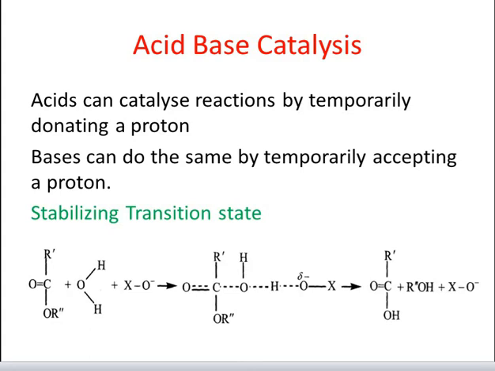The very first type of catalysis is acid-base catalysis. Acid can catalyze a reaction by temporarily donating a proton. Base can do the same by temporarily accepting a proton. For example, in this case of hydrolysis of ester, the transition state is stabilized by base XO.